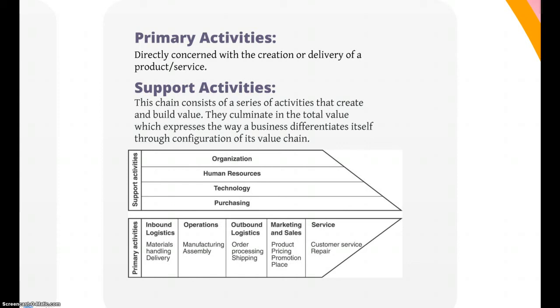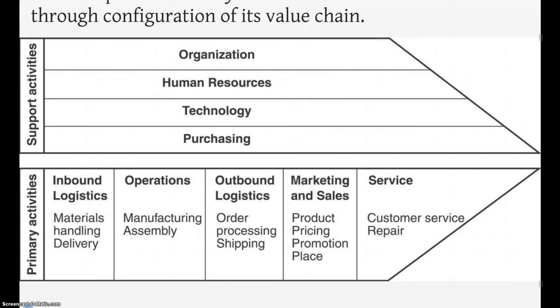And here's a closer look at the diagram. In the support activities, you can tell there is organization, human resources, technology, and purchasing. But in the primary activities, there's inbound logistics, operations, outbound logistics, marketing and sales, and service.